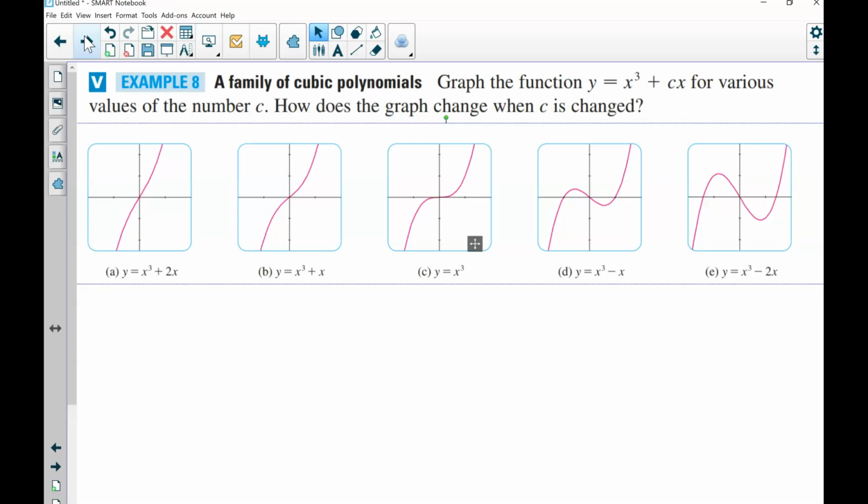So we see that for positive values of c, the graph increases from left to right with no maximum or minimum points, meaning peaks or valleys. Now when c is equal to 0, the curve is flat at the origin. When c is negative, the curve has a maximum point and a minimum point. And as c decreases, the maximum point becomes higher and the minimum point lower.